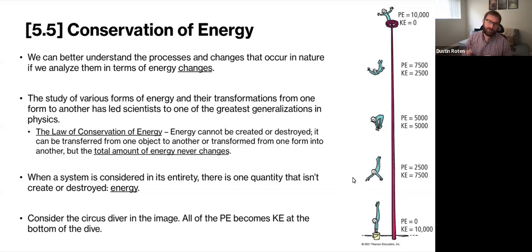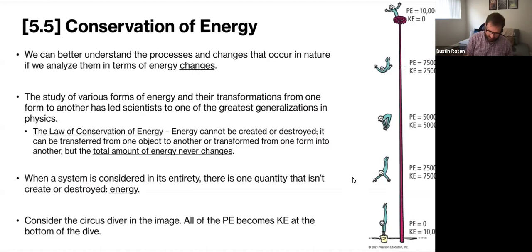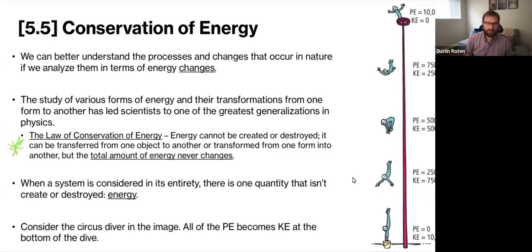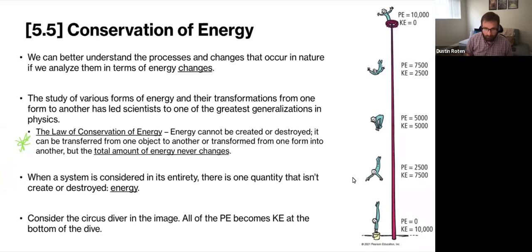So the study of various forms of energy and their transformations from one form to another has led scientists to one of the greatest generalizations in physics. And this is super important and will pop up a lot. This is the idea of the law of conservation of energy. So energy cannot be created or destroyed. It can be transferred from one object to another, or it can be transformed from one form into another, but the total in your system never changes.